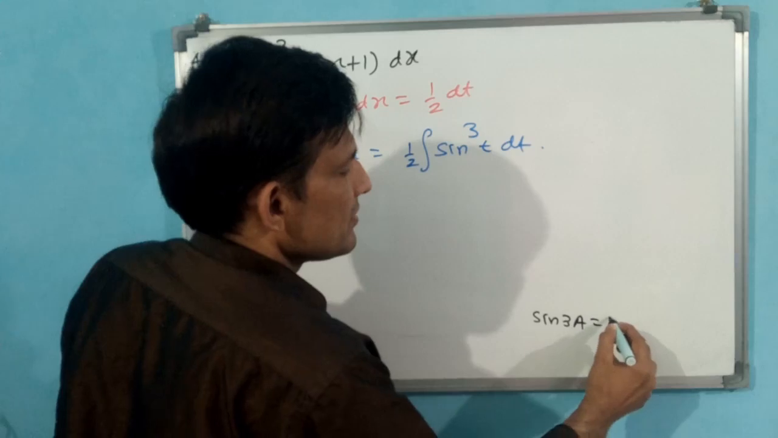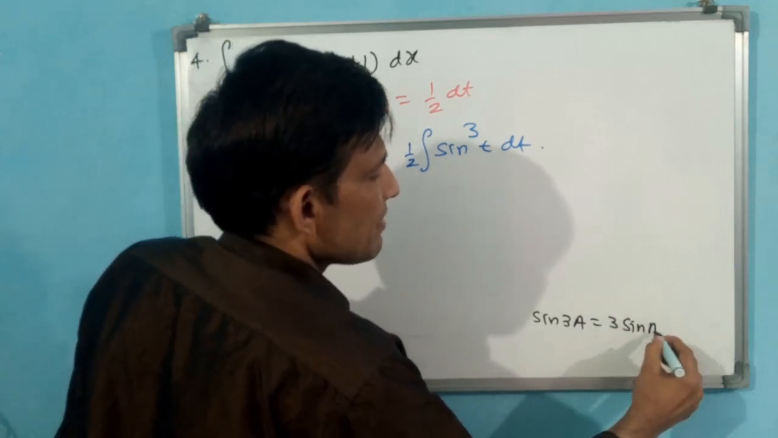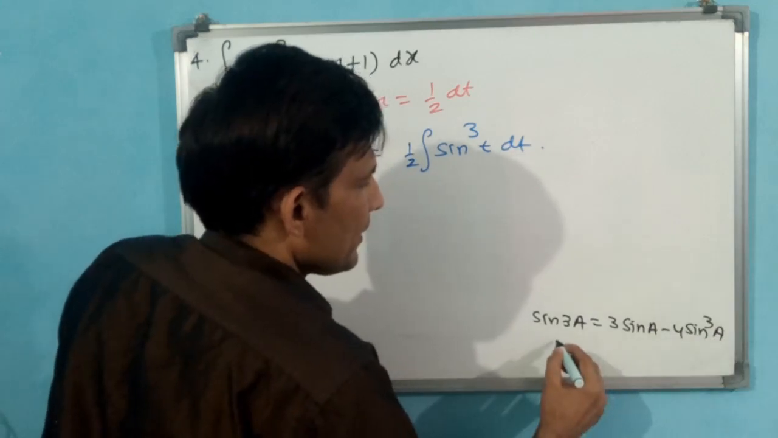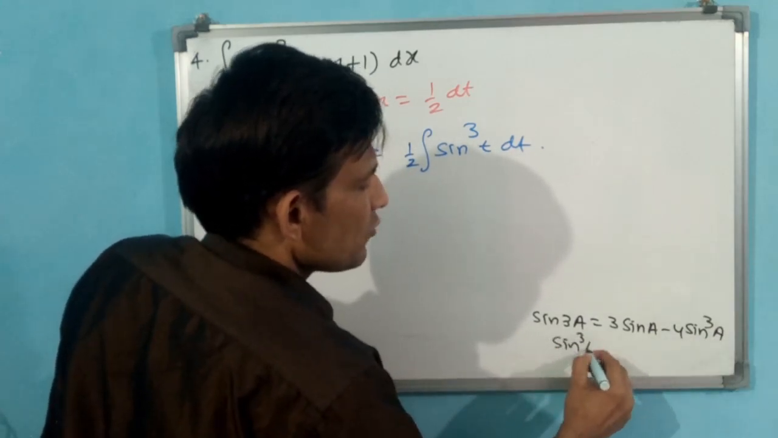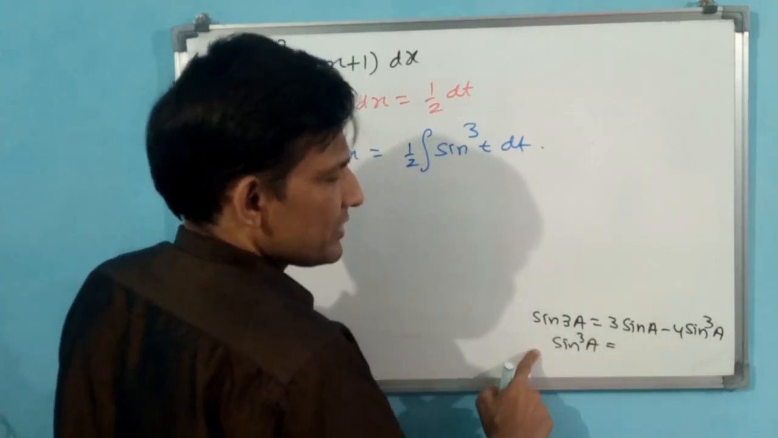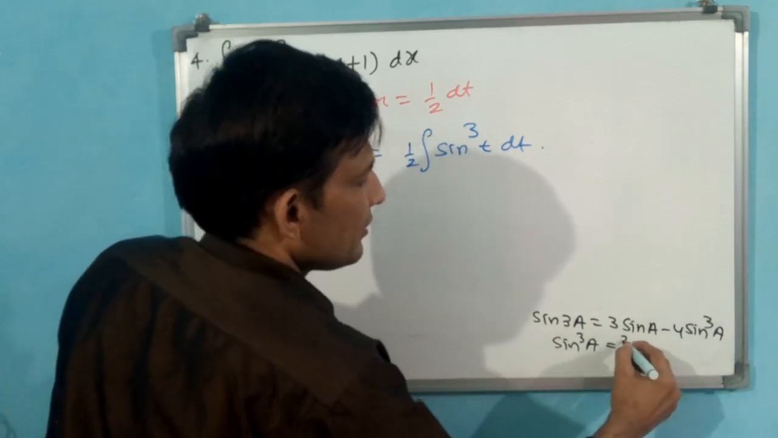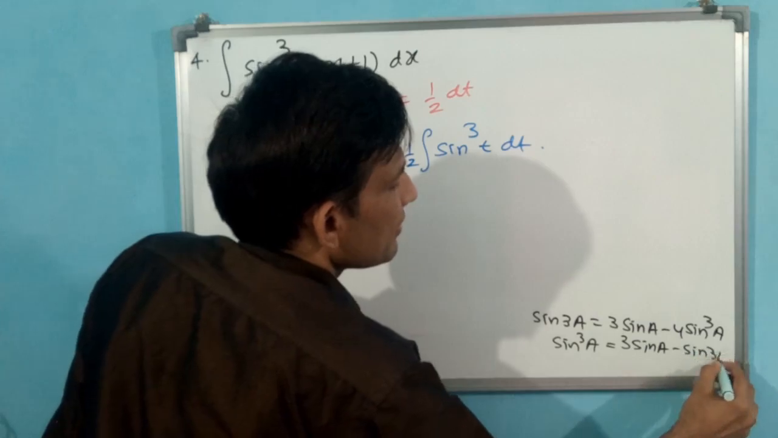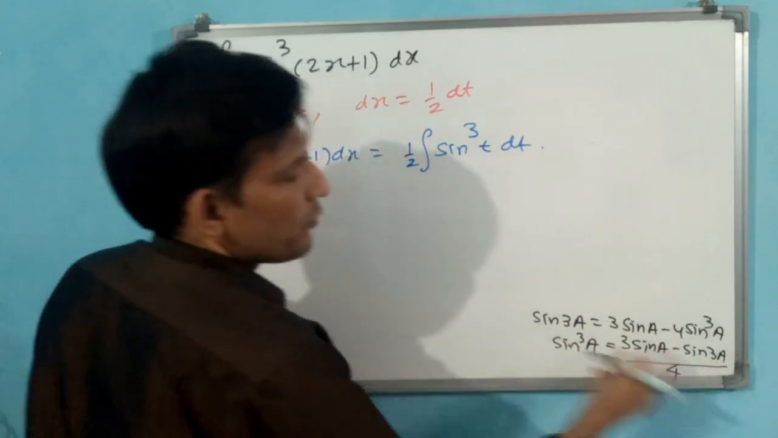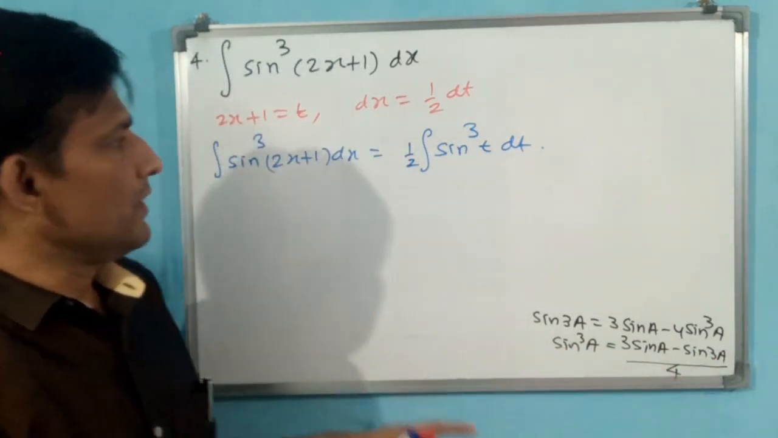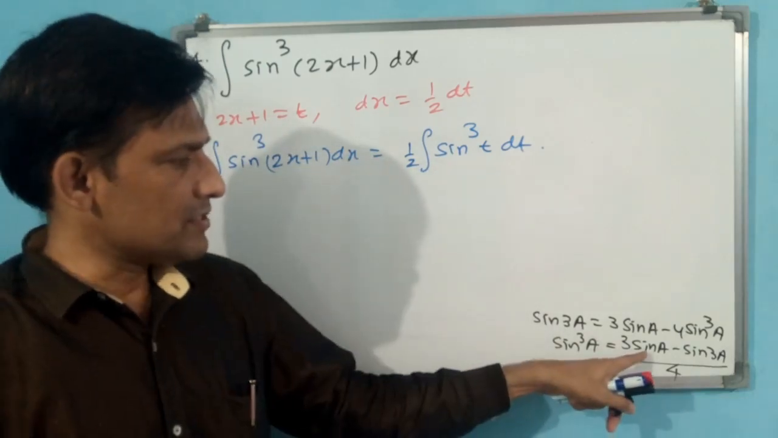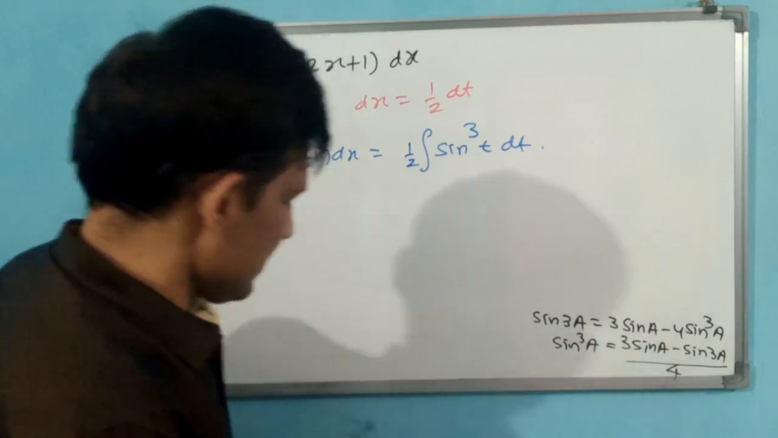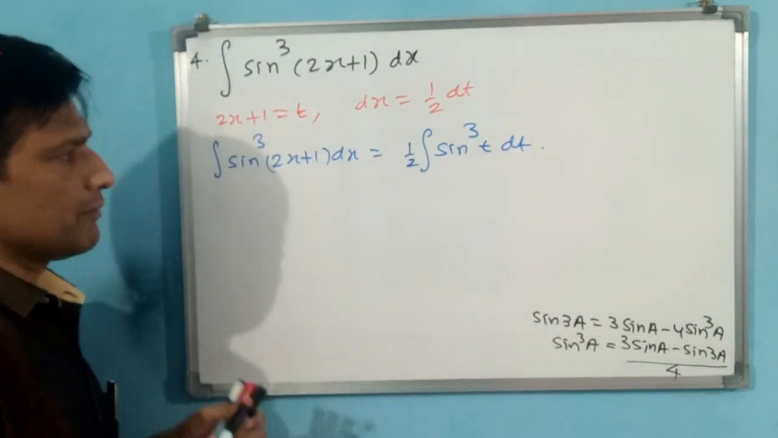Sin 3a is equal to 3 sin a minus 4 sin cube a. Now you see, sin cube a is equal to 3 sin a minus sin 3a, divided by 4. This 4 I have sent to that side. If you convert it like this, only sin forms will come, then easily you can do the integration. That is the logic I wanted to apply.